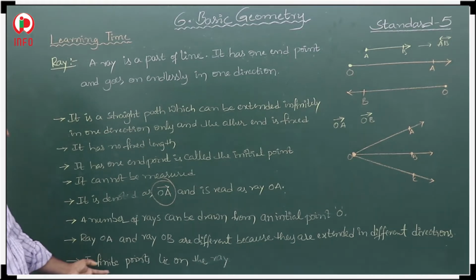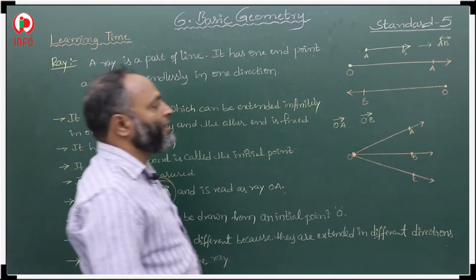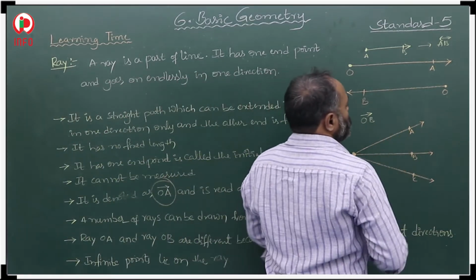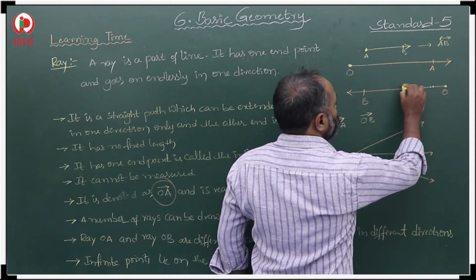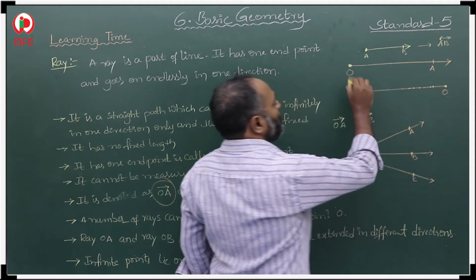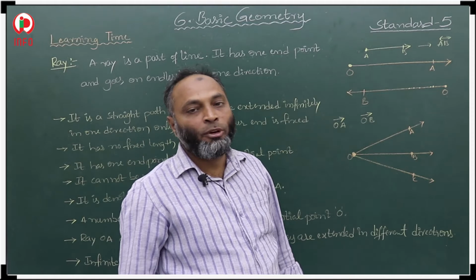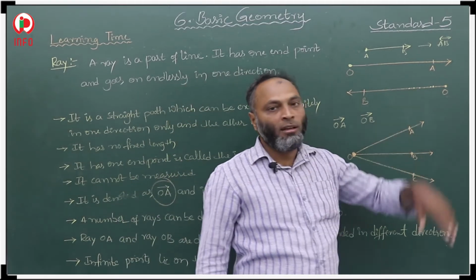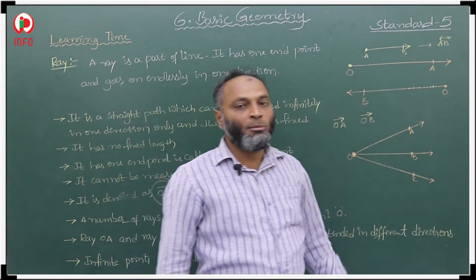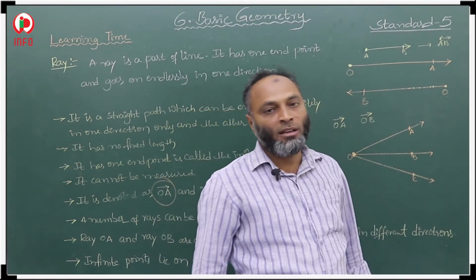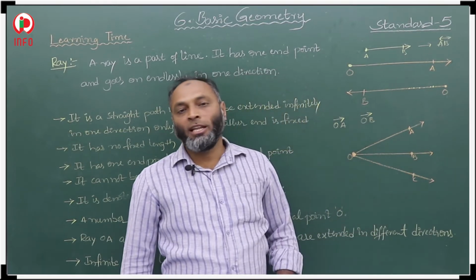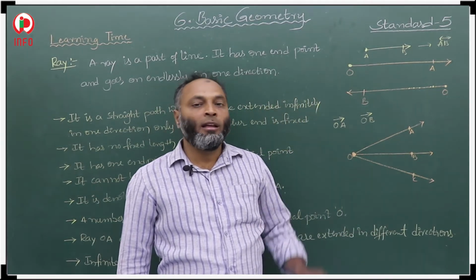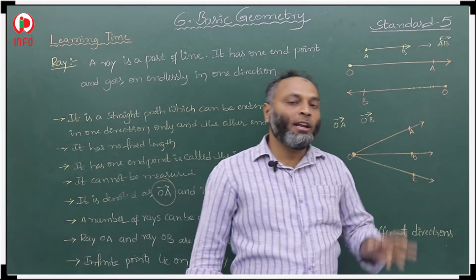Next, infinite points lie on the ray. How many points are there on the ray? Infinite points. So like on a line, how many points are there? Infinite points are there on a line, and on a ray also there are infinite points.